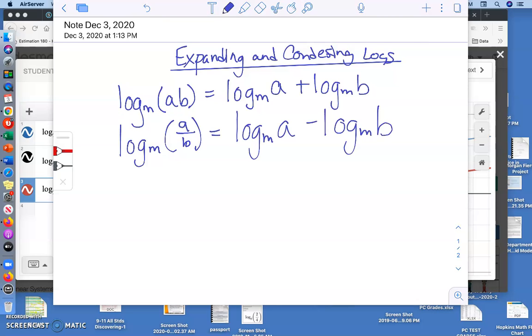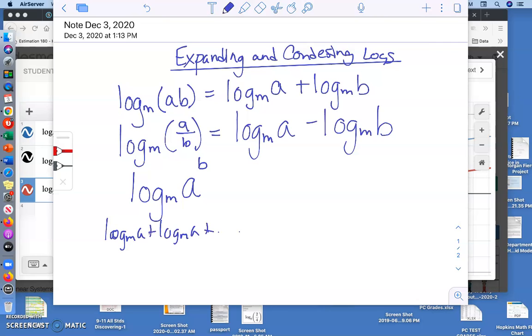Now the last rule we're going to talk about is what if we have a power? So log base m of a to the power of b. Well, we know that this is really just like multiplying over and over again. Because that's like ab, except we're multiplying log base m of a times log base m of a, b times. And we know from before that multiplying goes back to division.